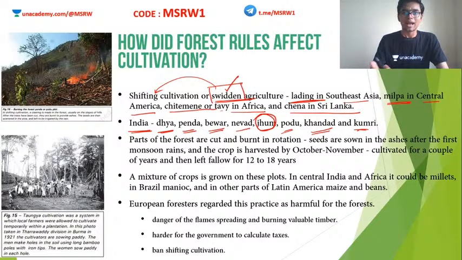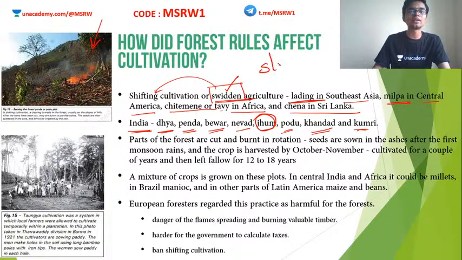So this is how shifting agriculture worked. A patch of forest land is cut down. All the trees in a small patch of forest are cut down. Then it is burned. The entire forest patch is burned. You can see here, it is cut down and it is burned. For this reason, it is also known as slash and burn agriculture.